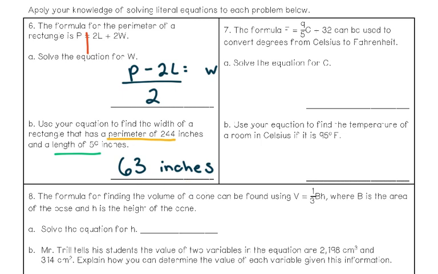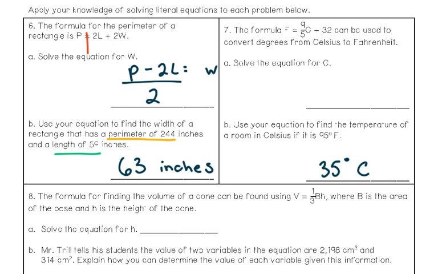For number 7, we're eventually going to try to figure out the temperature of a room in Celsius if it's 95 degrees Fahrenheit. Let me show you this without creating a literal equation solved for C. You could plug in 95 for F, and if you do that, you'd have to solve your equation for C by subtracting 32 from both sides, then dividing both sides by 9/5. Dividing by a fraction is the same thing as multiplying by the reciprocal. When you divide by 9/5, you're doing the same thing as multiplying by 5/9. When you do that, you get 35 degrees Celsius.